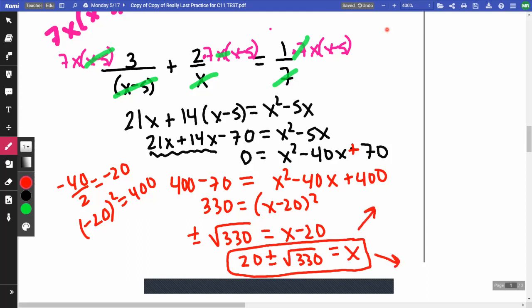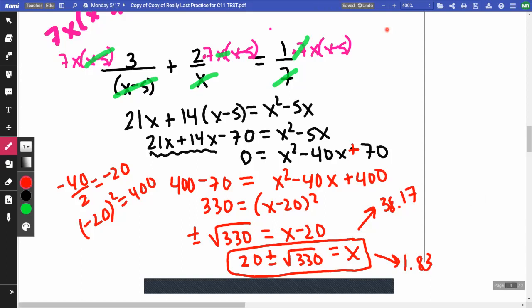Let's see. 20 plus the square root of 330 is 38.17. And if I do that as a minus, I get 1.83. And those are your two answers.